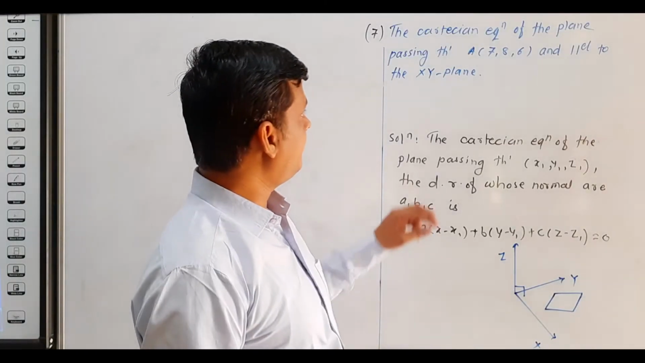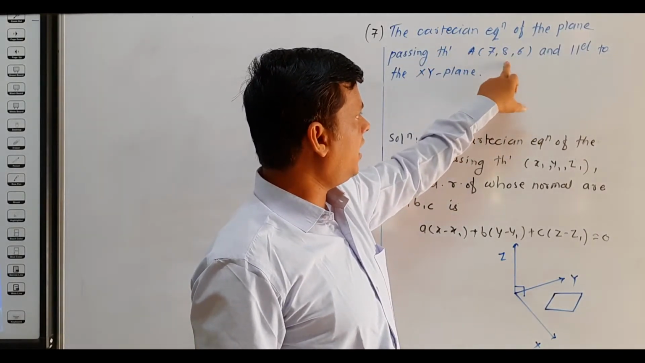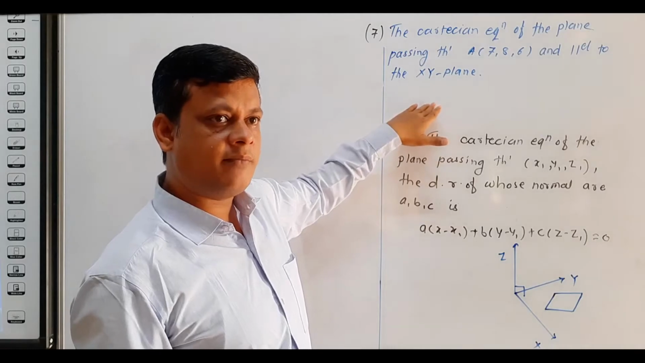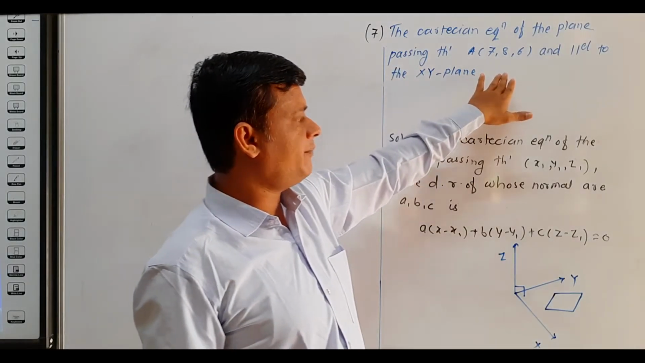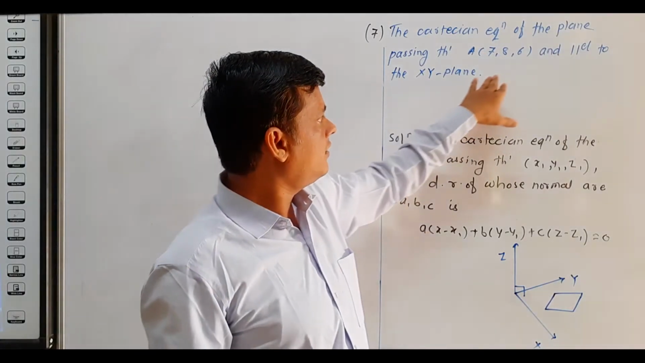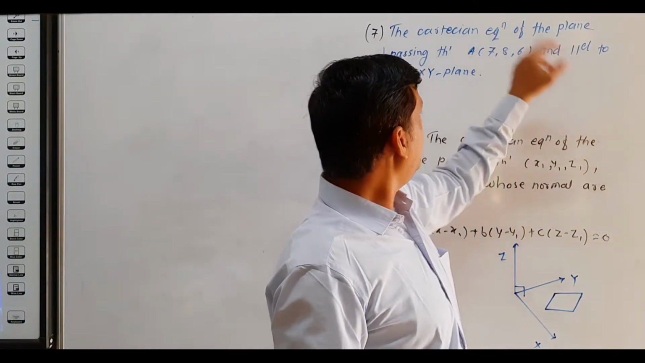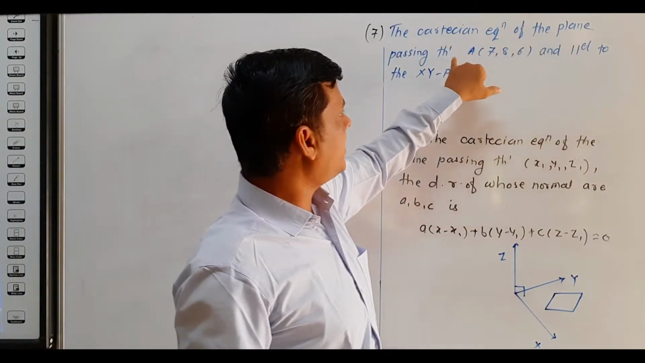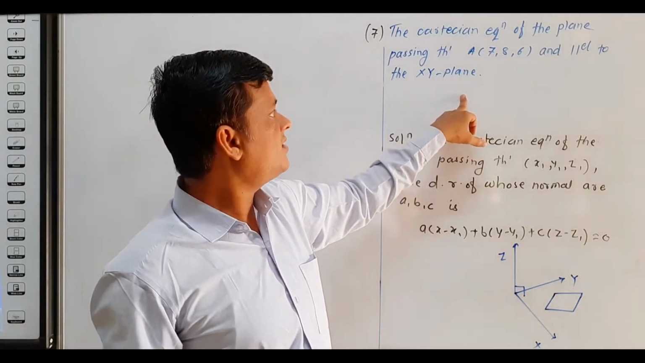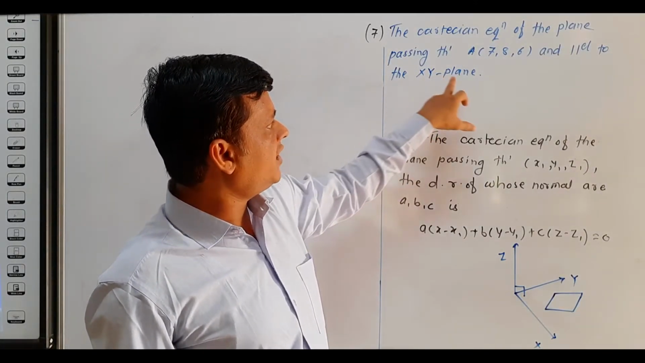Now see next example. The Cartesian equation of the plane passing through A of 7, 8, 6 and parallel to the xy plane. Now this problem is same as previous example. In previous example, the direction ratios of normal is given, but here instead of direction ratios of the normal, one condition is given. That condition is the Cartesian equation of the plane passing through A of 7, 8, 6 and parallel to the xy plane. That means we have to find the vector Cartesian equation of the plane parallel to this plane.